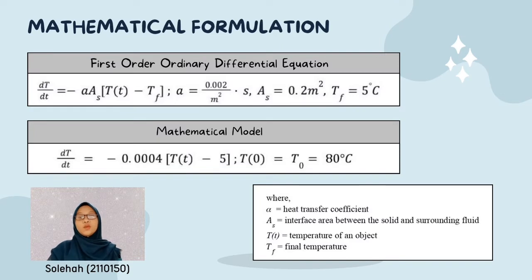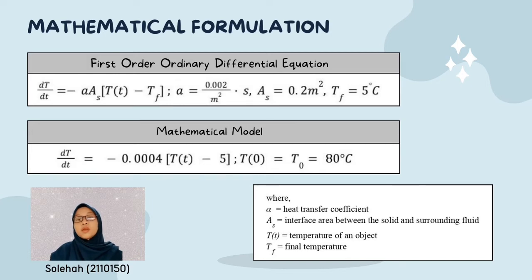So I will continue to explain the mathematical formulation of our mini project. First of all, the first order ordinary differential equation that we get is dT/dt equal to minus A times As times (T minus Tf), where A is the heat transfer coefficient and it is equal to 0.002 per second per meter squared, and As is the interface area between the solid and surrounding fluid and it is equal to 0.2 meter squared, and lastly Tf is the final temperature and it is equal to 5 degrees Celsius.